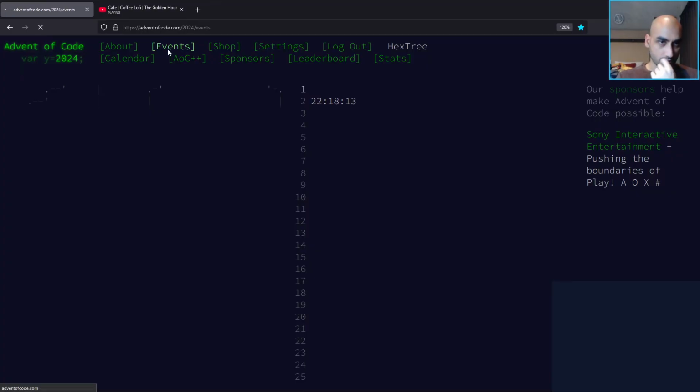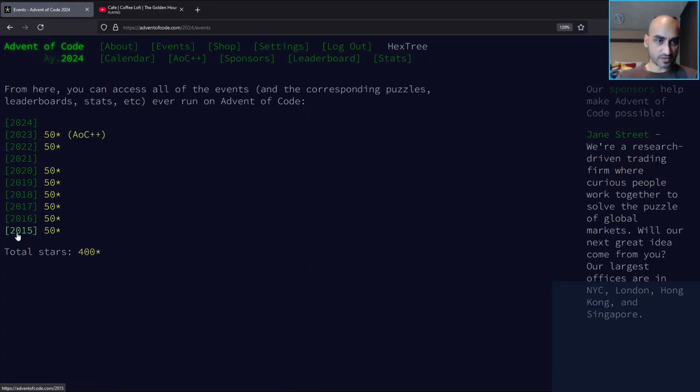Okay, let's have a look. These are the past events. The first Advent of Code was in 2015. I think there were only like a couple of hundred people doing it back then, before it really took off, and now it's basically the most popular thing of its kind, because there isn't really anything like this out there.